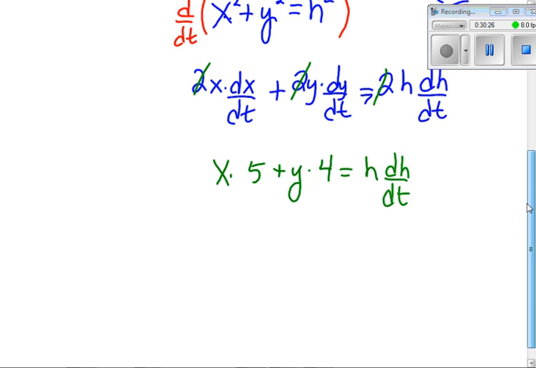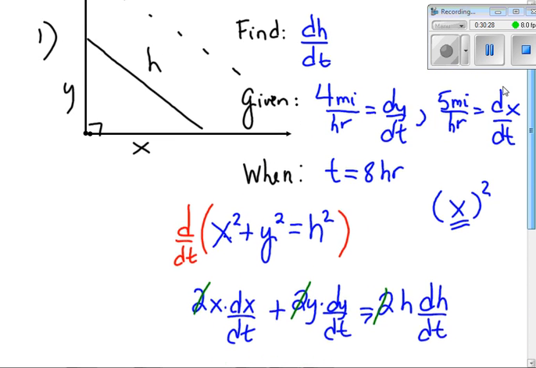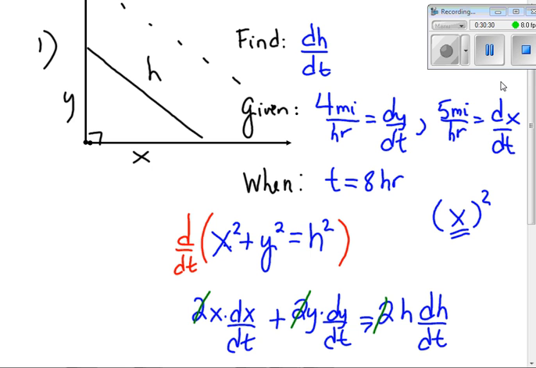Okay, you guys, in the back? How am I going to find x and y? If you're traveling at 4 miles per hour for 8 hours, how far have you gone? It's 4 miles for every hour, so how far have you gone after 8 hours? 32. That would be this side. 5 miles per hour for 8 hours is 5 times 8, which is 40. And then you have to do Pythagorean theorem to get that.